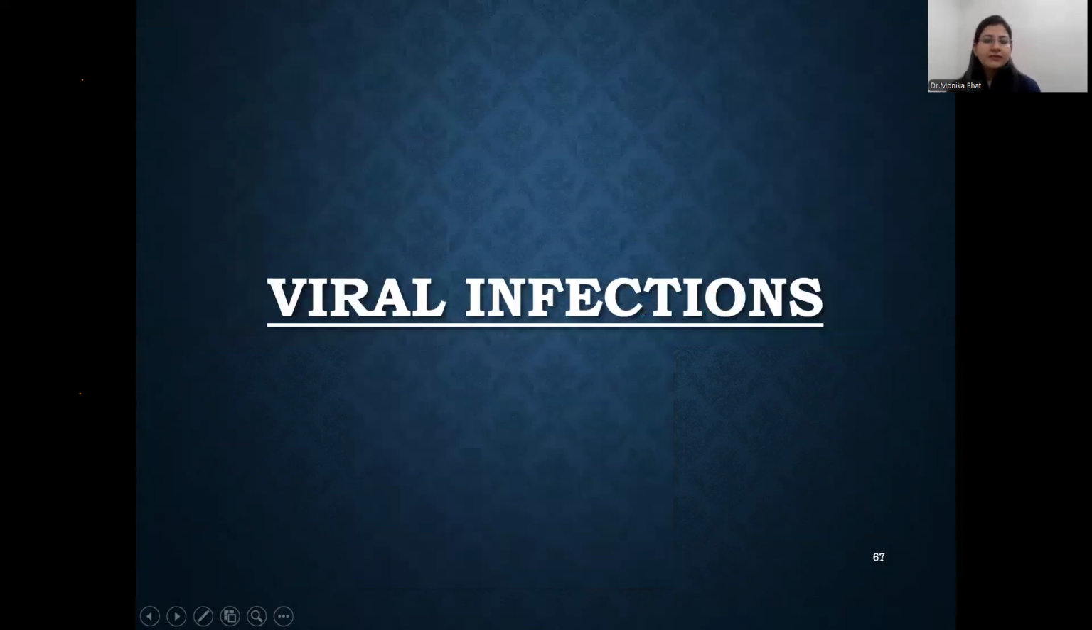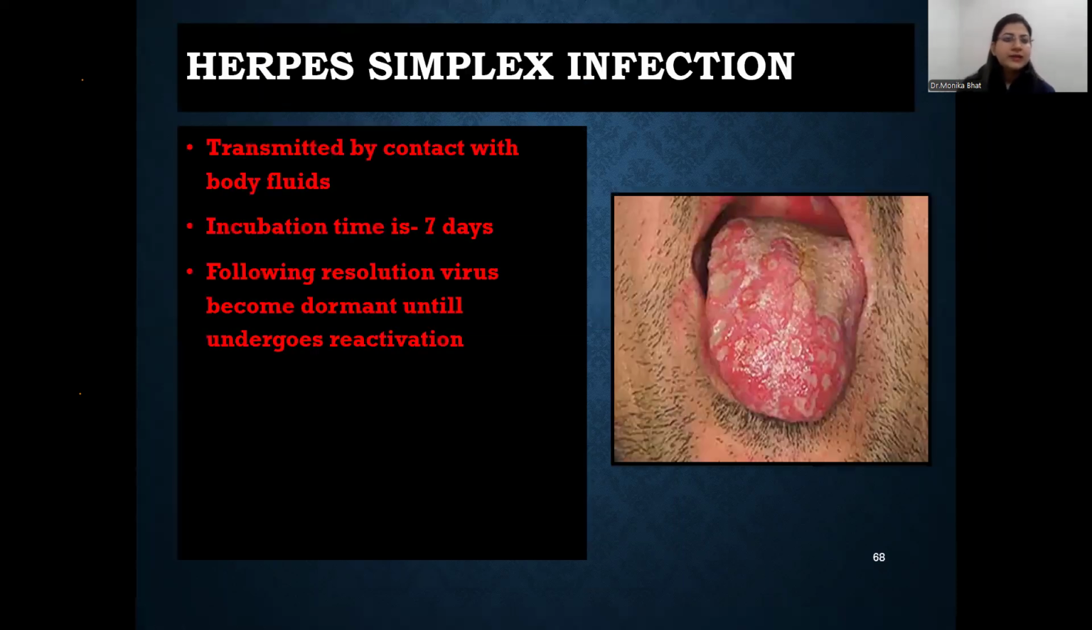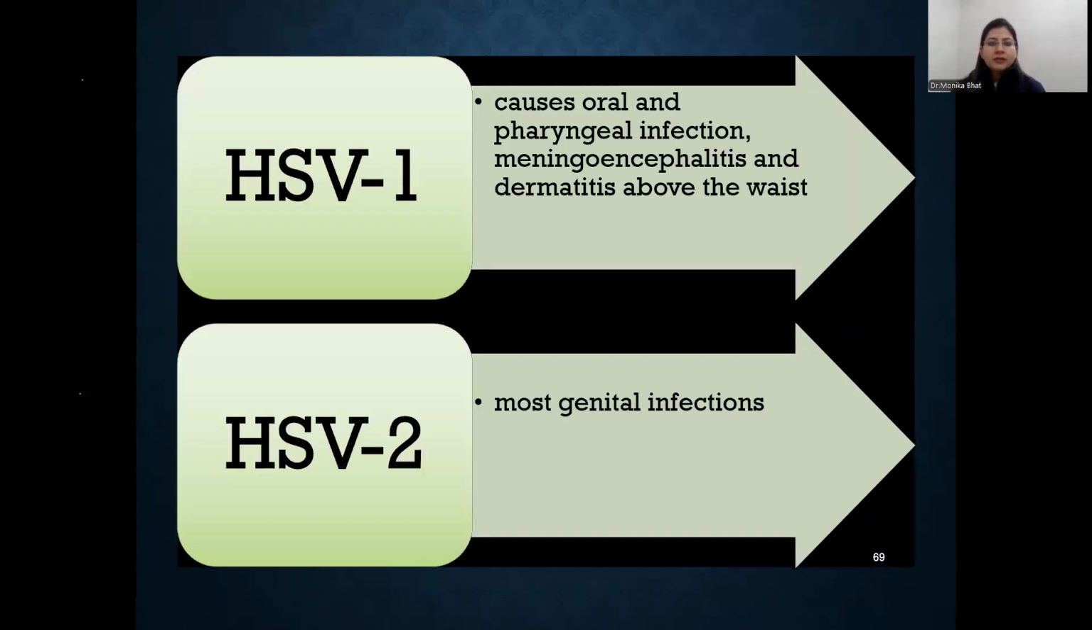Then we have the viral infections in the same vesiculobullous lesions. That is the herpes simplex virus infection, which is basically transmitted by the contact with the body fluids. Incubation time is 7 days, followed by the resolution of virus infection. After 7 days, it gets healed. Types are the HSV1 and the HSV2. HSV1 causes oral and pharyngeal infections, and the genitals or the lower body infections are caused by the HSV2.